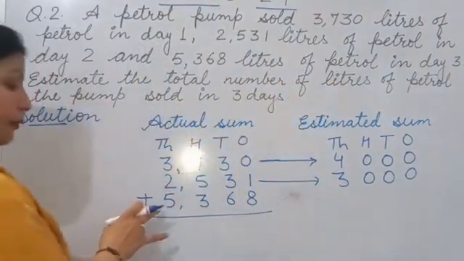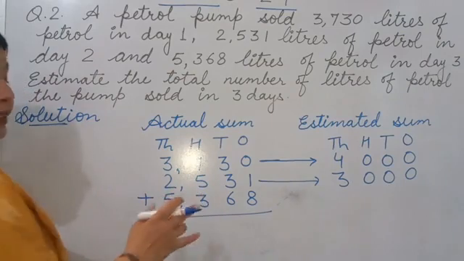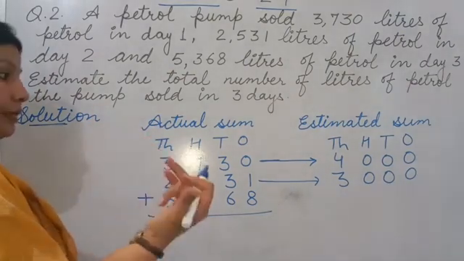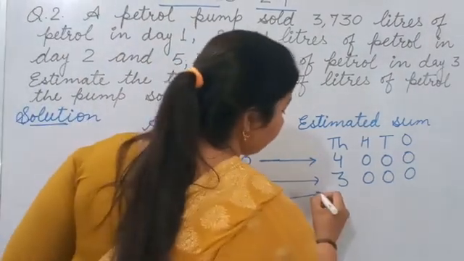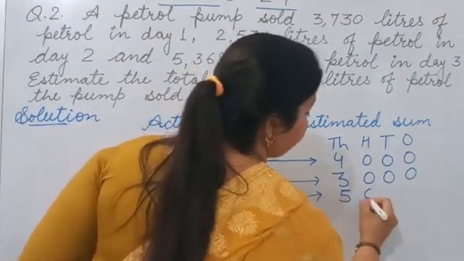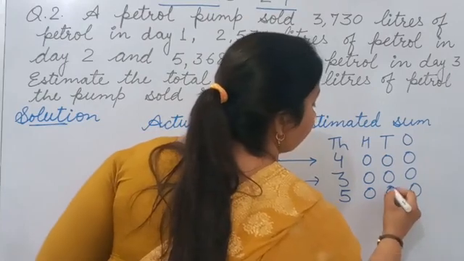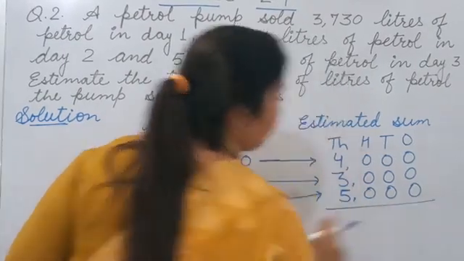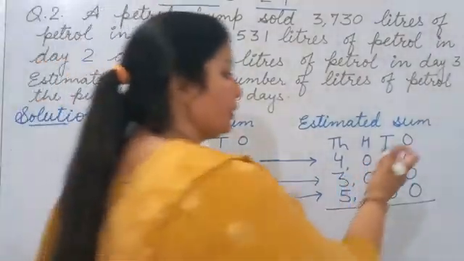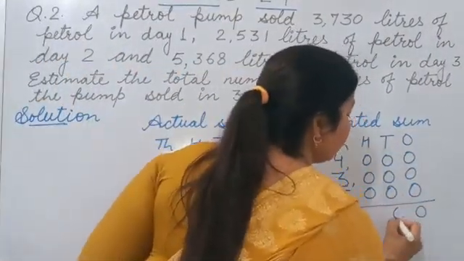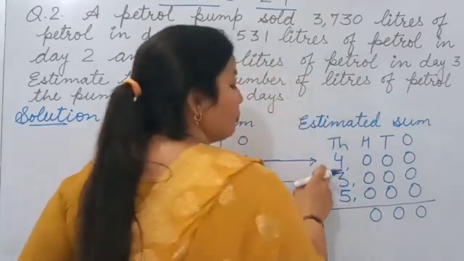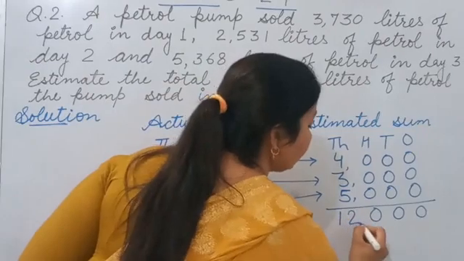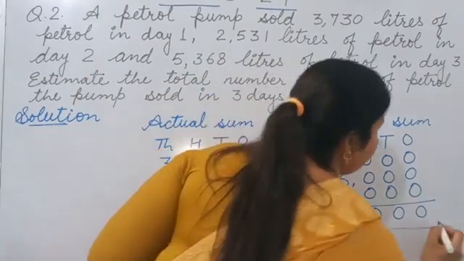Now next, the hundreds column is 3. It is less than 5, so we should not increase here. 5 will remain 5, so it's 5,000. Okay. Now we should add, and that will be the estimated total. So we add: 0, 0, 0. Now 4 plus 3 is 7. 7 plus 5 is 12. So it becomes 12,000 liters.